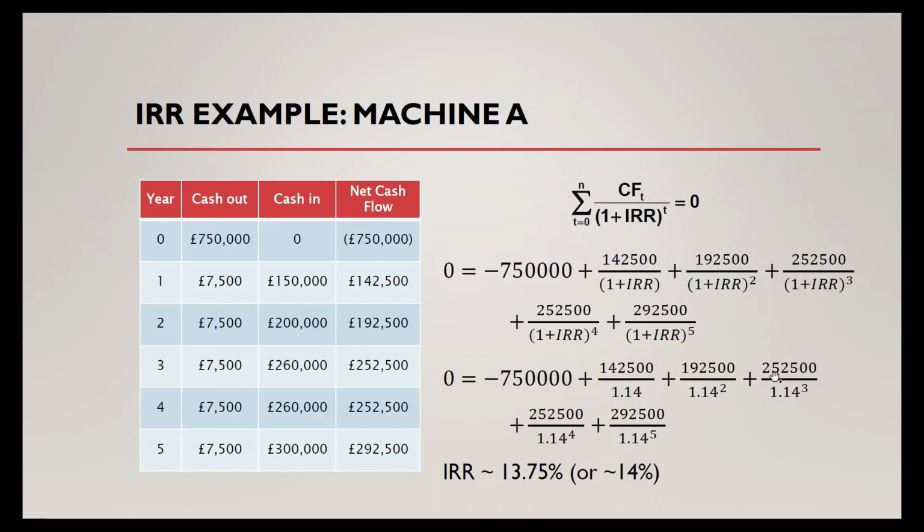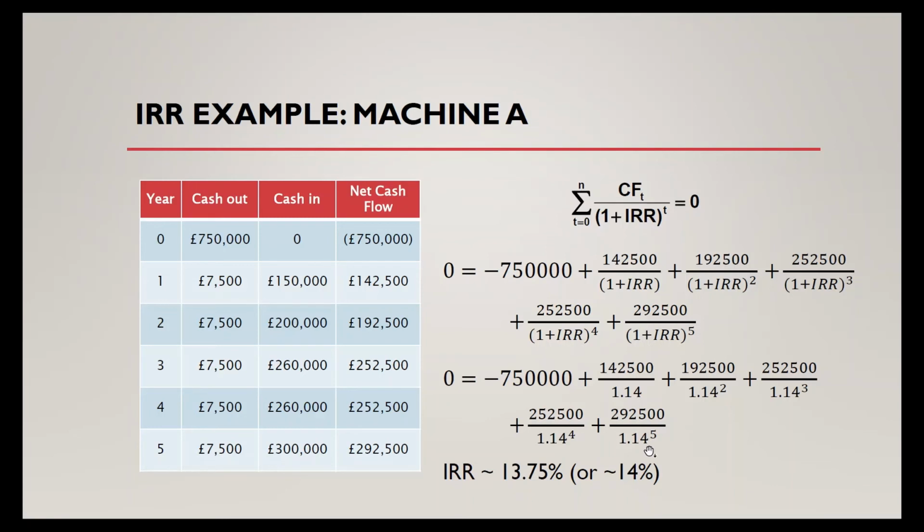Third year is going to be 252.5 thousand. We want to divide this by 1 plus 14% and raise to the third power. Fourth year is going to be 225.5 thousand. Divide this by 1 plus 14% to the fourth power. And the last year is going to be 292.5. Divide by 1 plus 14% and raised to the 5th power. And if we put this into the calculation, then we will get an NPV of nearly equal to 0.